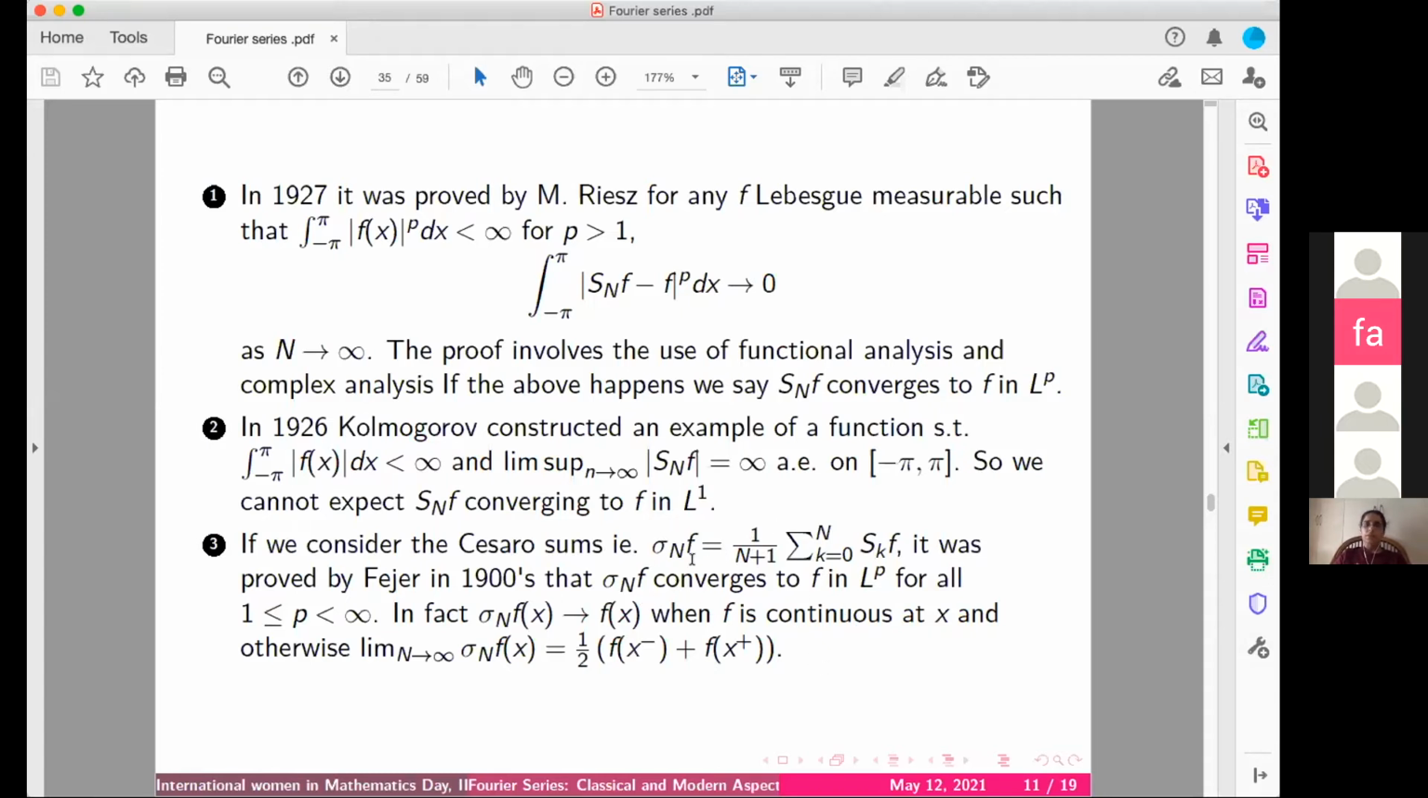this approximation of f by some nicer functions always comes very handy in lots of analysis, like in PDEs, or when you study inequalities. So this question actually is very important.